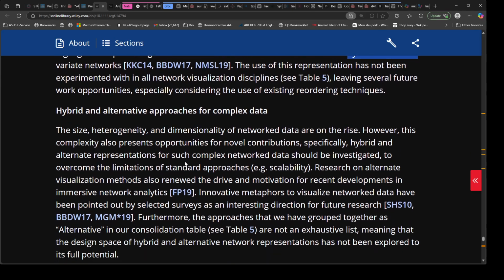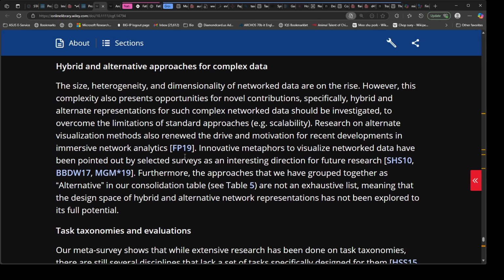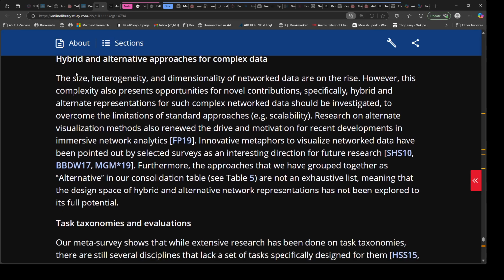Hybrid and alternative approaches for complex data. The size, heterogeneity, and dimensionality of network data are on the rise. However, this complexity also presents opportunities for novel contributions. Specifically, hybrid and alternate representations for such complex network data should be investigated to overcome the limitations of standard approaches, for example scalability. Research on alternate visualization methods also renewed the drive and motivation for recent developments in immersive network analytics, FP19. Innovative metaphors to visualize network data have been pointed out by selected surveys as an interesting direction for future research, SHS 10, BBDW 17, MGM 19.